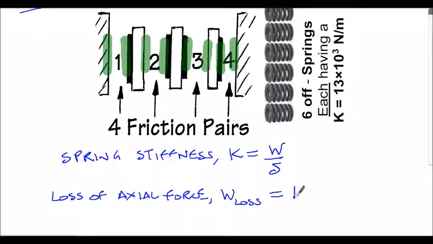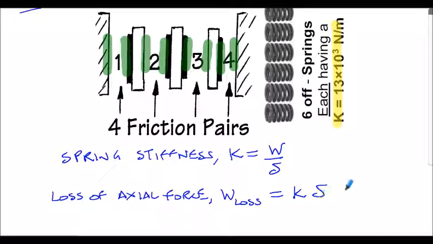So I'm going to get K multiplied by the delta. K is the spring stiffness, that's given in the question. Just highlighted it here. That's a characteristic of the spring. It's given in newtons per meter. That's fine. They are sometimes given in newtons per millimeter, so you've got to be careful. That's newtons per meter.